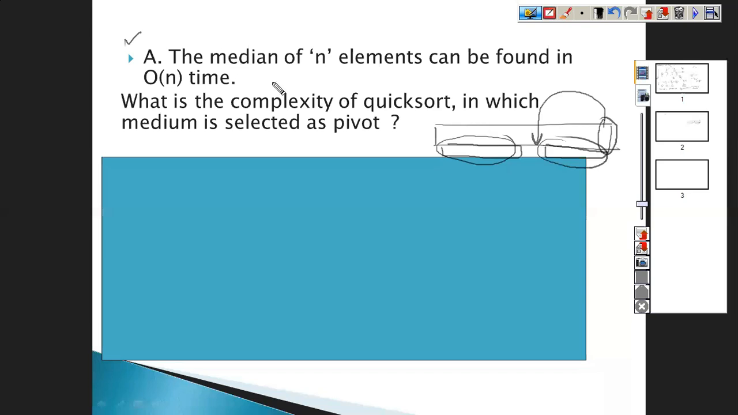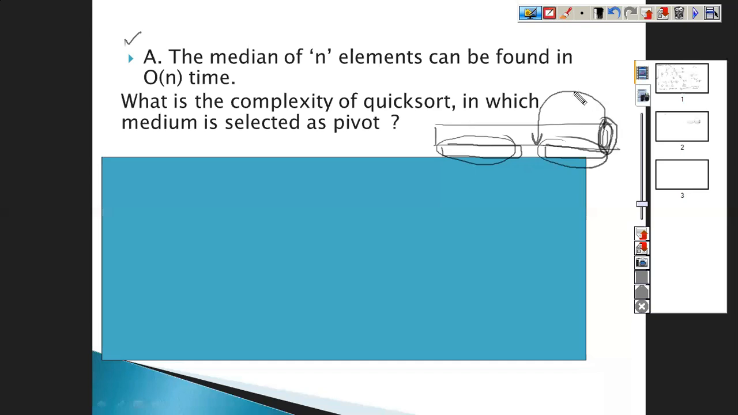Now the question says, instead of assuming the last element as pivot, you assume the median element as a pivot. So median element is a mid element that actually lies somewhere in the middle of the given sequence. So how to apply this? It says you can find the median element in big O of n time. Now, what is the impact of using the median element as pivot? If you use median element as pivot, that means this element is exactly located at the center. So let's say this is the median element.